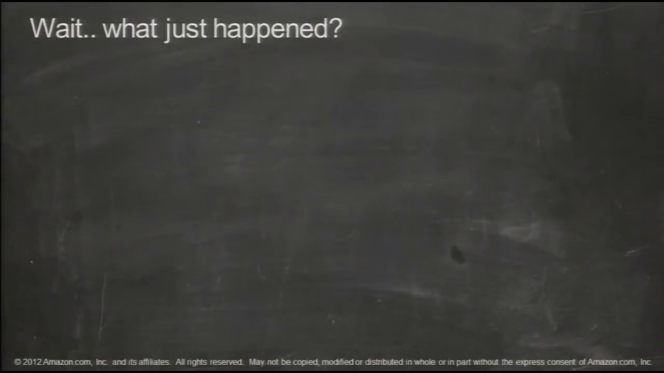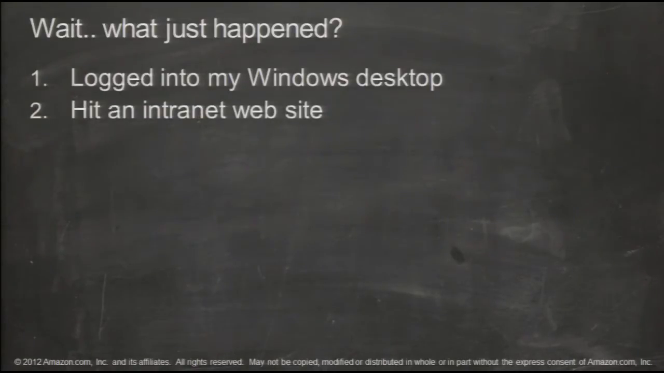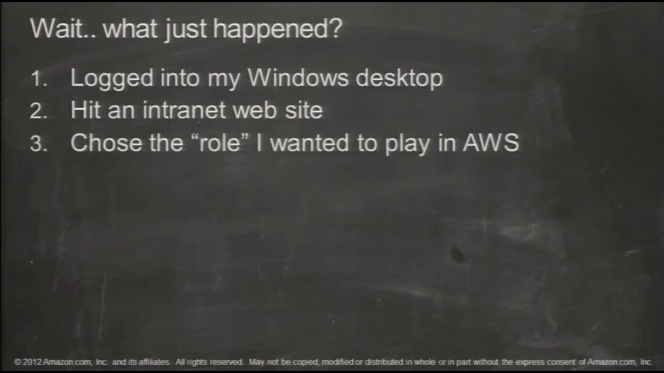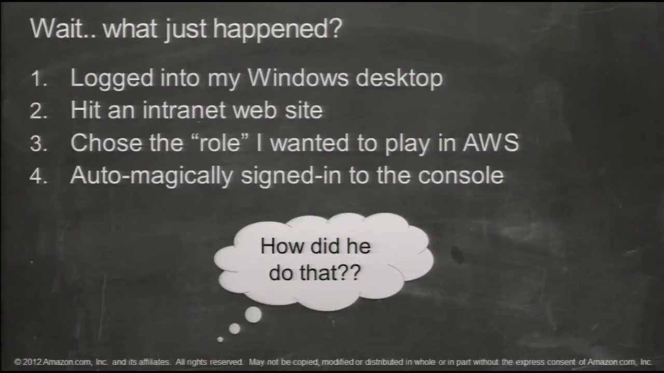So I know I went through that pretty quickly, and so some of you may be saying, okay, wait a minute, what did Jeff just do? I'll review that. I logged into my Windows desktop, okay? I hit an internet website. I chose the role I wanted to play in AWS, and then I was automatically signed into the console. So how did I do that? That's going to be the focus of the remaining part of my presentation.